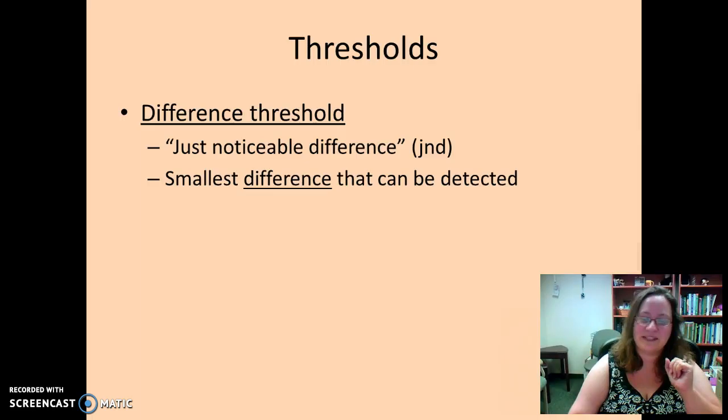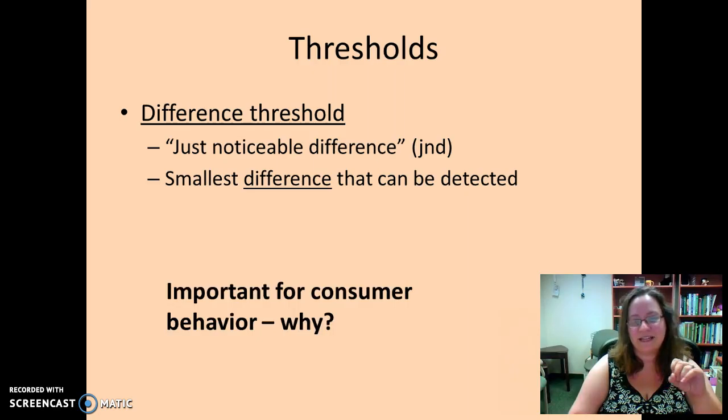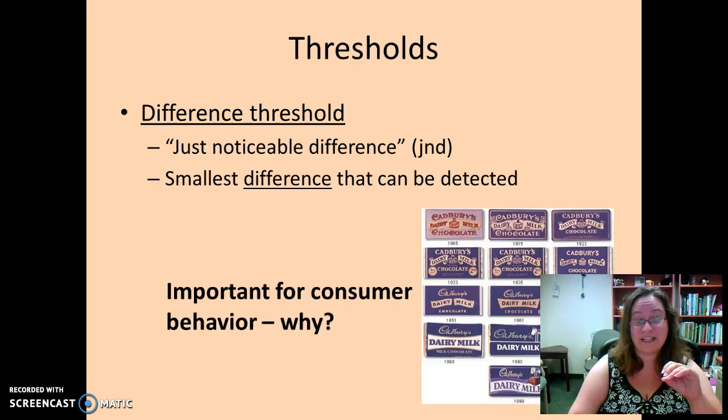The other threshold that's important is the difference threshold, which we call the just noticeable difference. The just noticeable difference is really important for consumer behavior. A big reason why is people are going to want to make changes to their life, but they're not going to want it to be so drastic that you purchase it and say, oh, this is totally different.